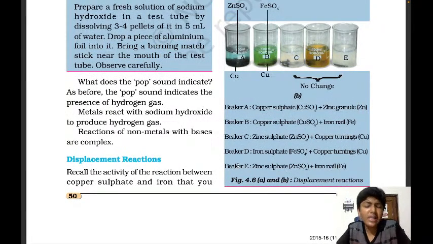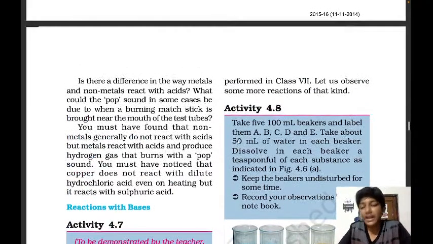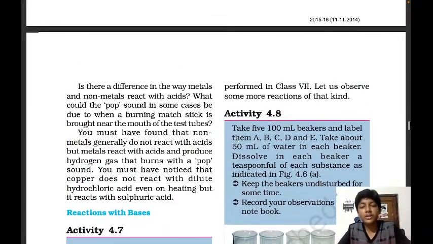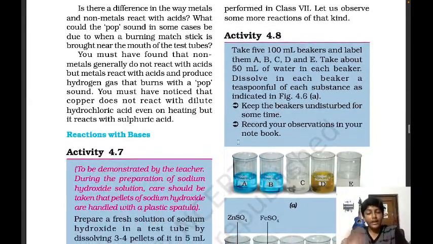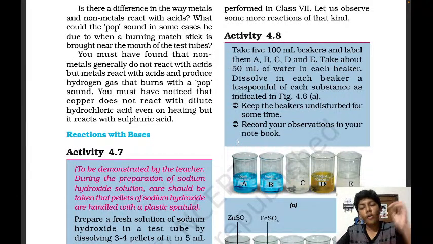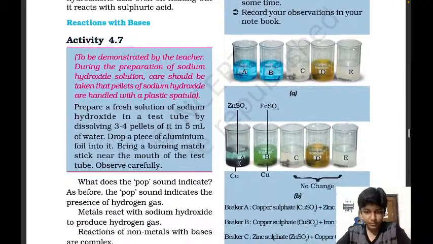Displacement reactions. Recall the activity of the reaction between copper sulfate and iron that you performed in class 7. Let us observe some more reactions of that kind. Take 500 ml beakers and label them A, B, C, D, E. Take about 50 ml of water in each beaker. Dissolve in each beaker a teaspoonful of each substance as indicated in figure 4.6. Keep the beakers undisturbed for some time. Record your observations in your notebook.